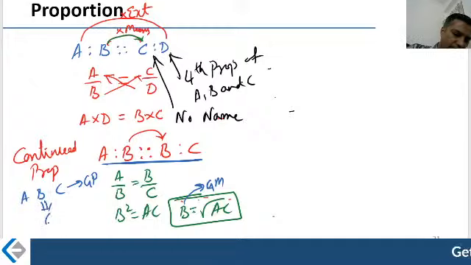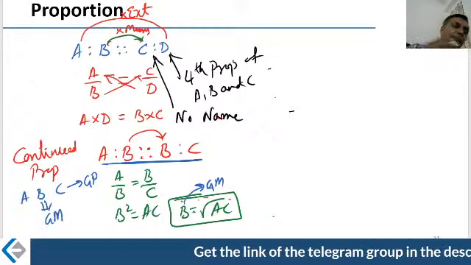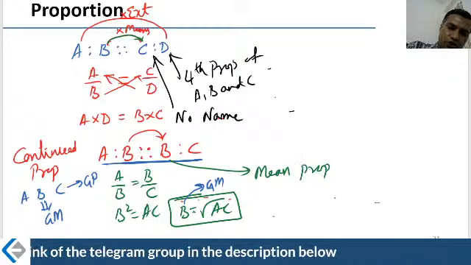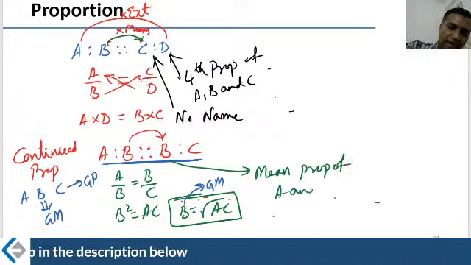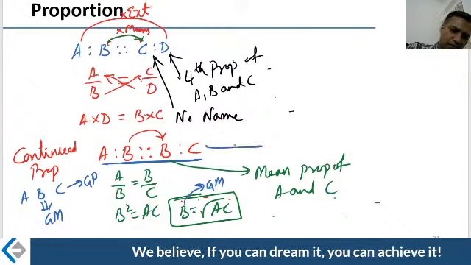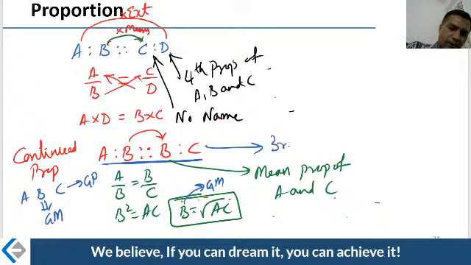What about B? B is the geometric mean, but in ratios, instead of calling it a geometric mean, we call B the mean proportion. B has a name, friends. The name is the mean proportion of A and C. What about C? C is called the third proportion of A and B. Just remember these names.